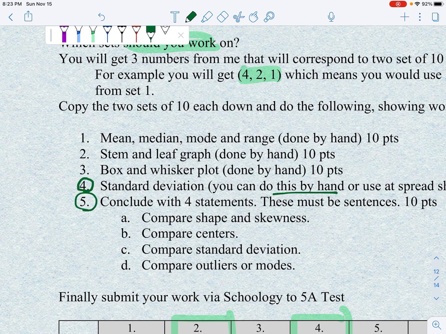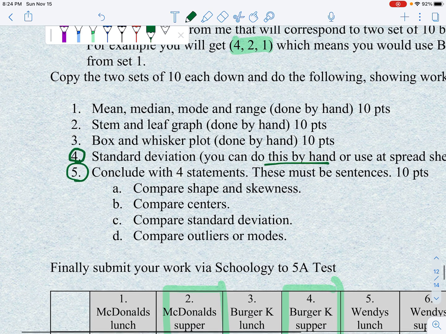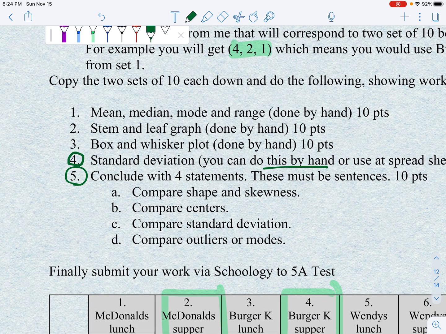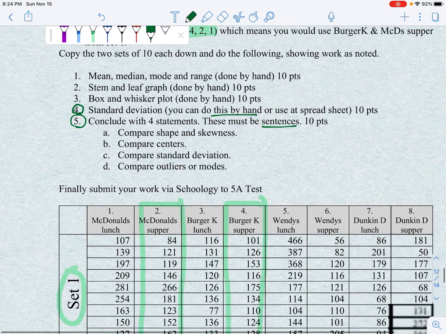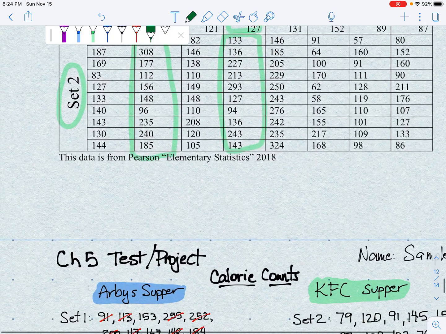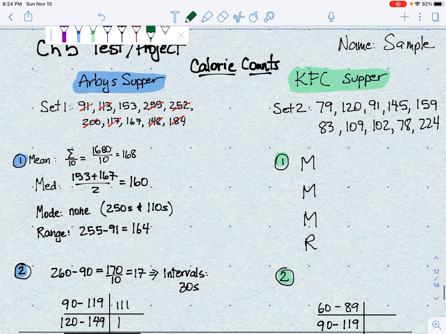Then you will conclude with 4 different statements comparing shape and skewness. That's the first one. Compare the centers, and then compare the standard deviations, compare any outliers or modes as well. All right? Do that in 4 concluding statements. Make sure you use sentences. That'll be 10 points. So each one of these categories is 10 points. Make sure you show your work.